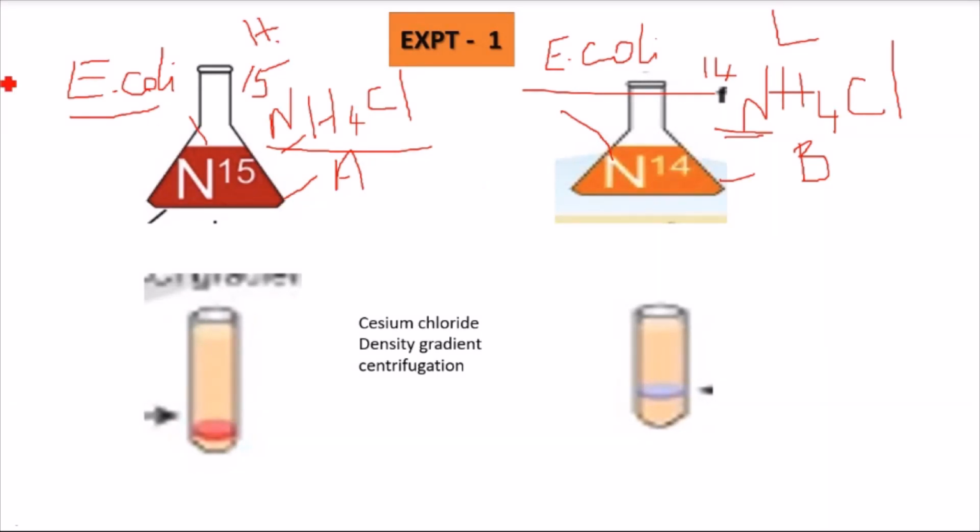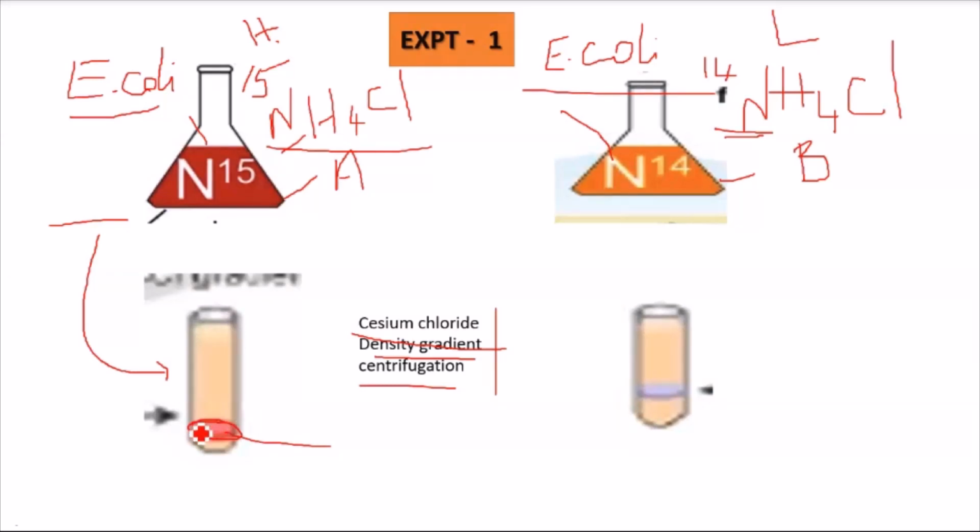After these several generations of growth of E. coli, the DNA of the E. coli is isolated from this medium and subjected to centrifugation. What is the name of the centrifugation? Cesium chloride density gradient centrifugation. It was developed by Meselson and Stahl for this experiment, in which they found a band formed here itself.